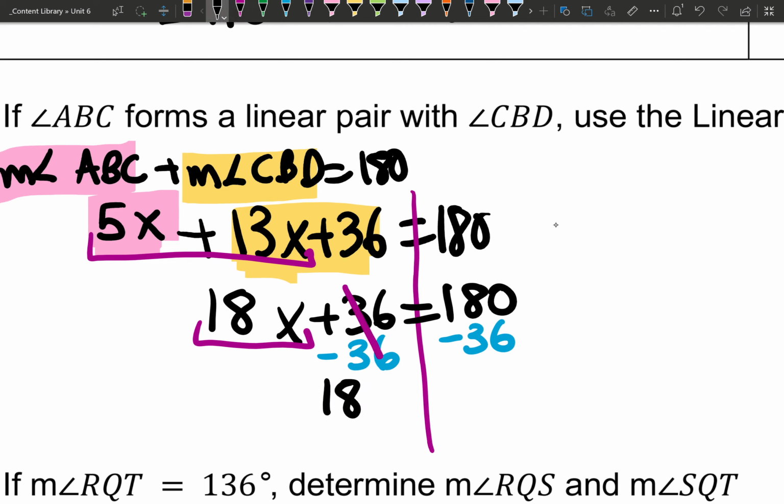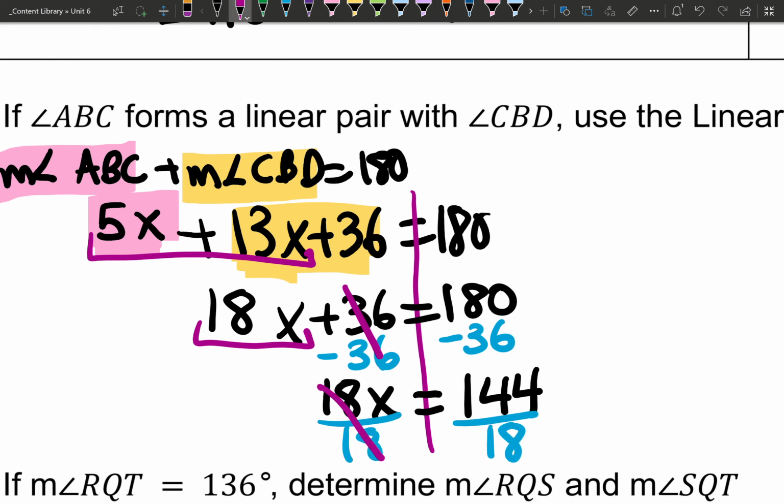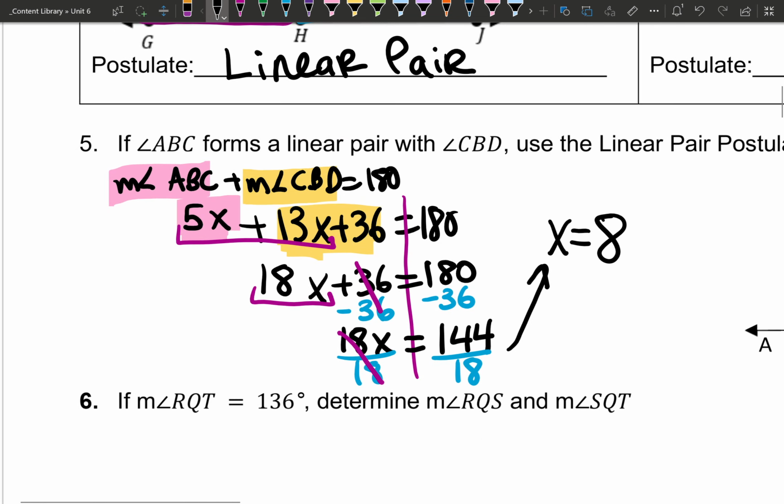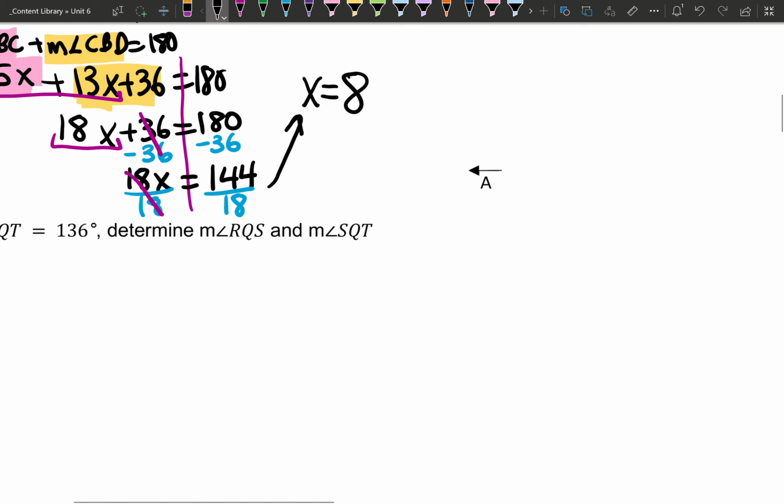On the left, I have 18x equals, what's 180 minus 36? It's 144. And then to finish up, do you remember which step we take? We divide by 18. Looks like I still ran out of space, but that's okay. I can draw a little arrow, and I can write that x equals, well, what's 144 divided by 18? It's 8. Awesome. Let's take a look at number 6.